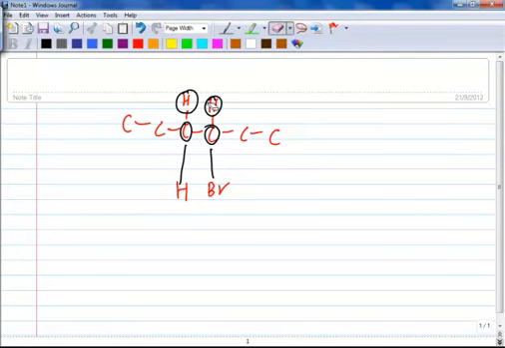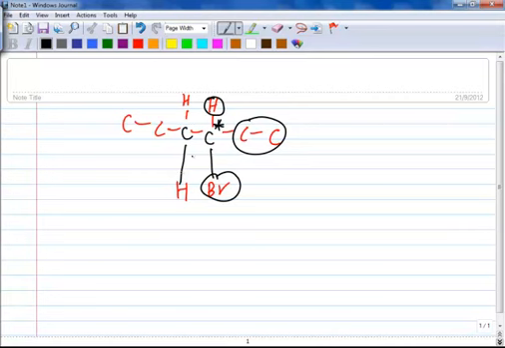On the right. Correct. The one with the Br. So based on this, let's do a quick check. This one is chiral, so I have one different group, two different groups, three different groups, four different groups. Is it okay? This is four different groups.